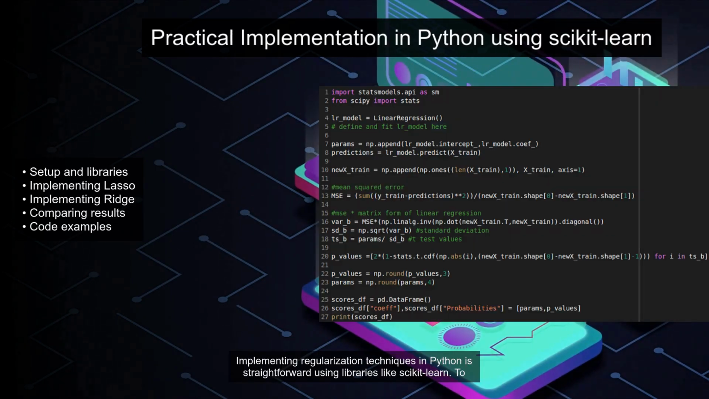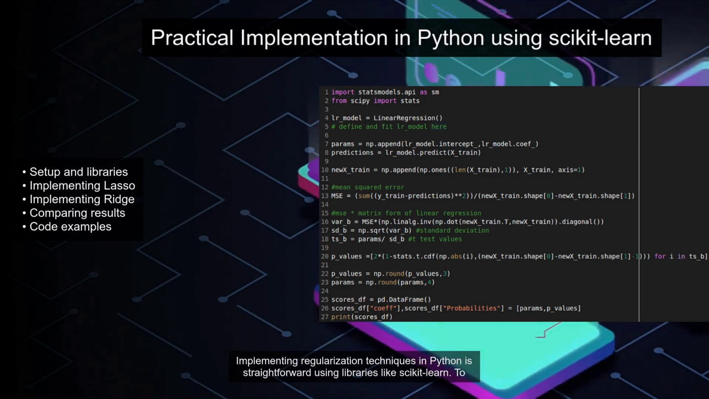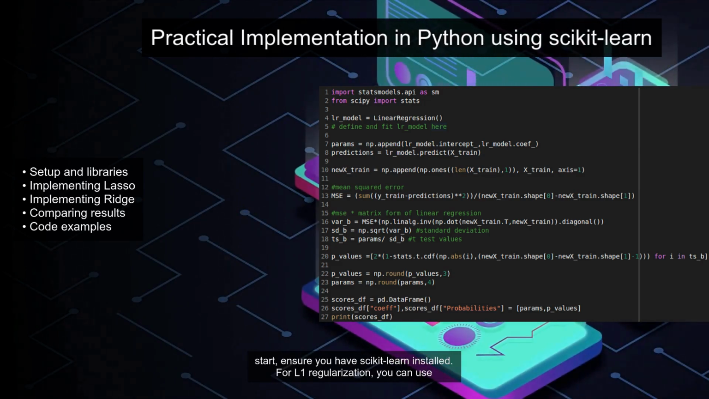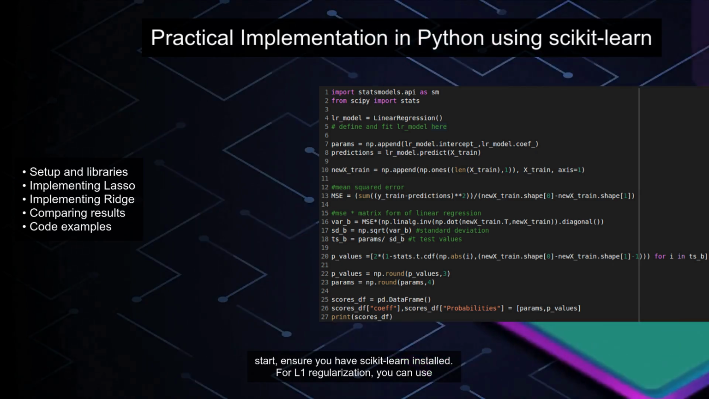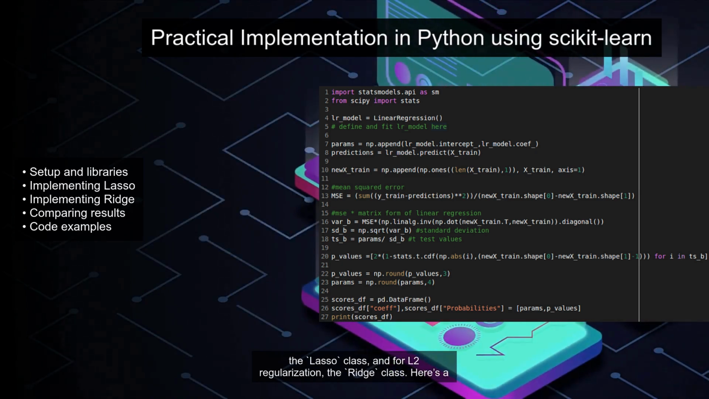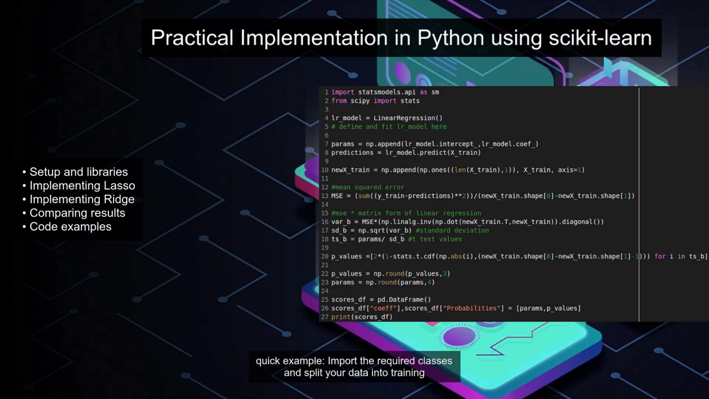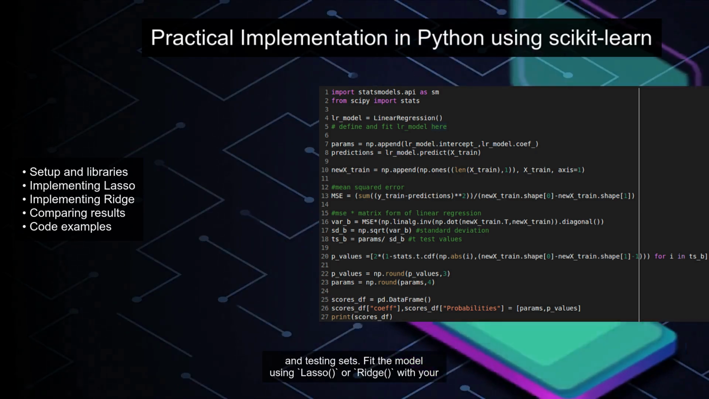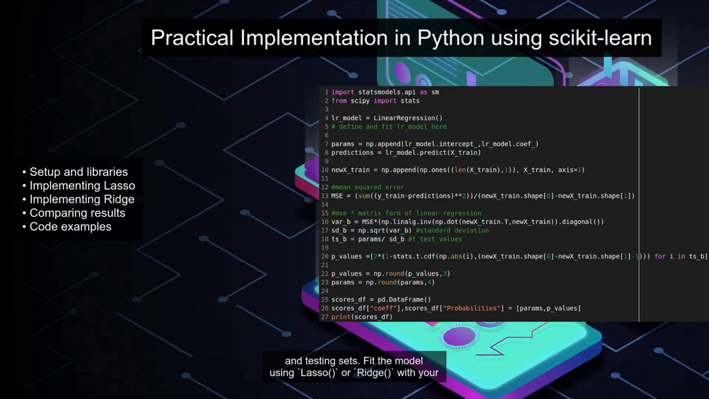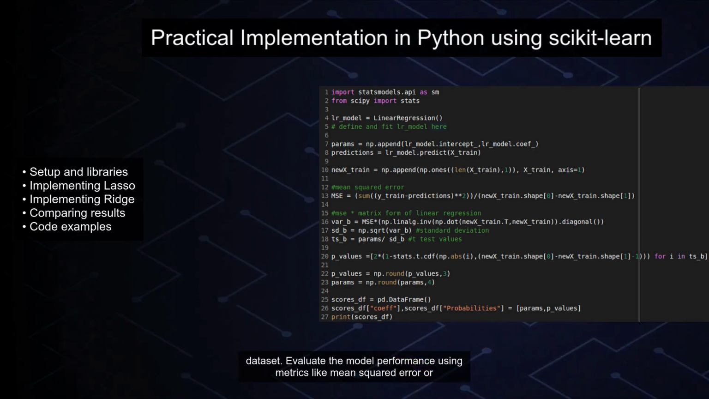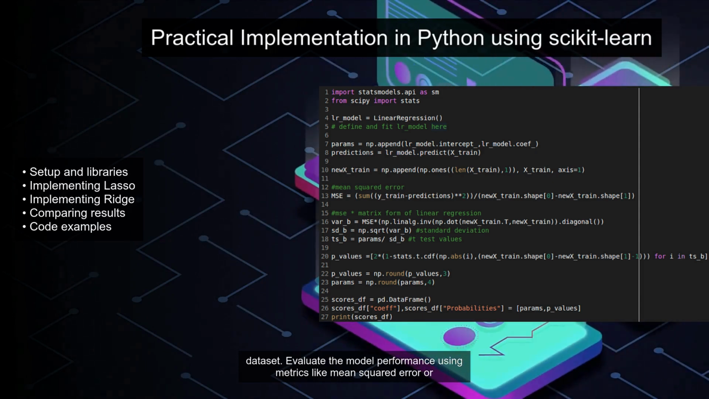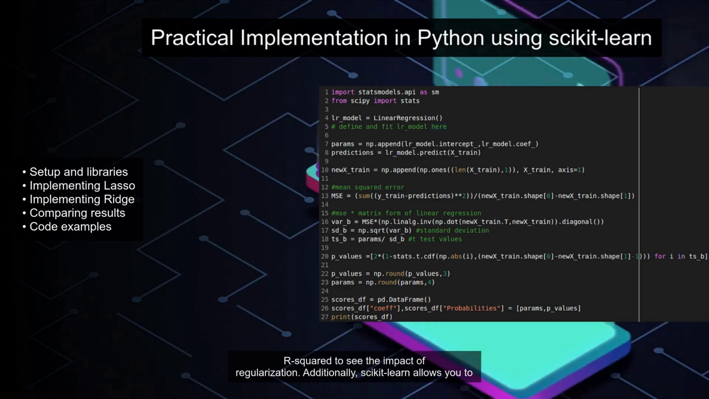Implementing regularization techniques in Python is straightforward using libraries like scikit-learn. To start, ensure you have scikit-learn installed. For L1 regularization, you can use the Lasso class, and for L2 regularization, the Ridge class. Here's a quick example. Import the required classes and split your data into training and testing sets. Fit the model using Lasso or Ridge with your dataset. Evaluate the model performance using metrics like mean squared error or R-squared to see the impact of regularization.